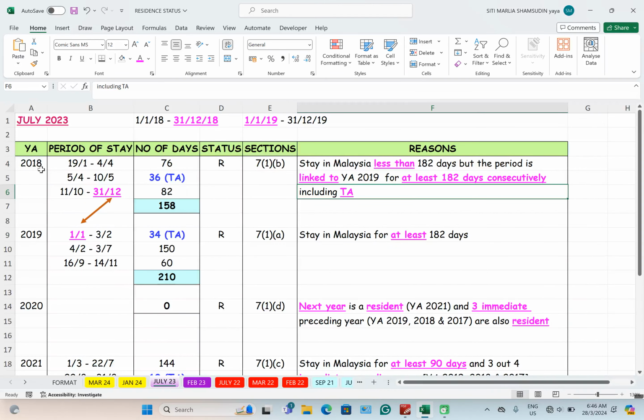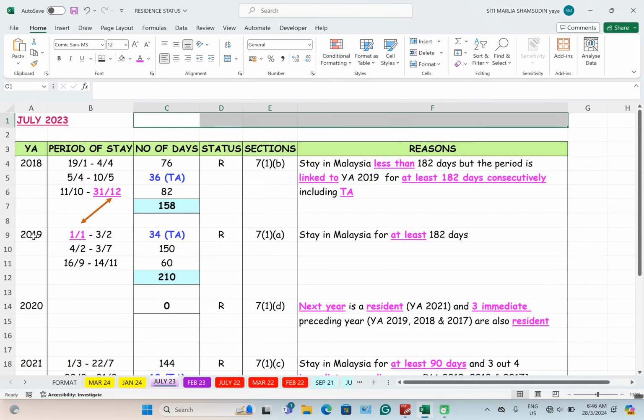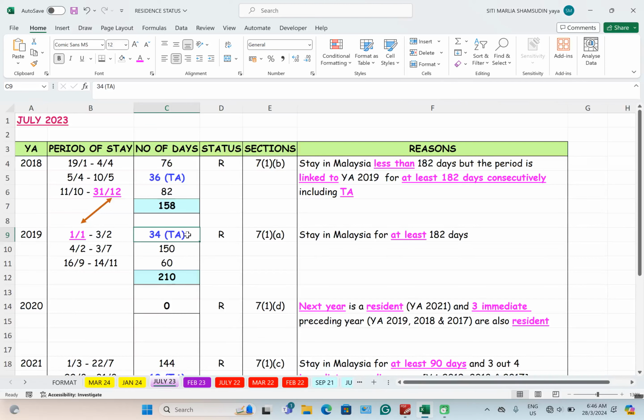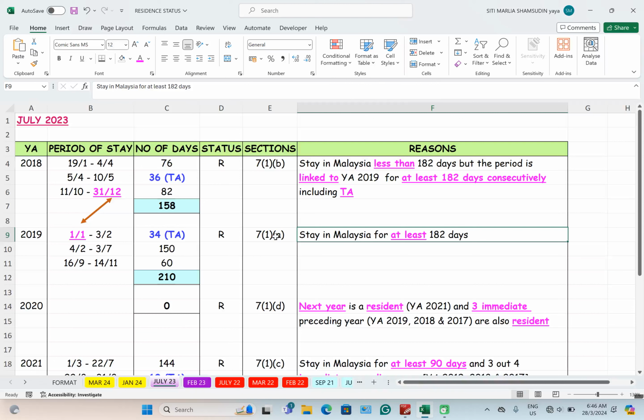Okay, done for 2018. Next, guys, let's total up 2019. Remember, we have TA, guys. When we have TA, exclude the TA from our computation of the number of days. TA is meant for B only. Do not include TA. So total up, you will get 210. Very obvious, 210. This one is resident under E. So this is how you give the reason: stay in Malaysia for at least 182 days. Make sure you guys are using the correct keyword. The keyword is at least, not more than.